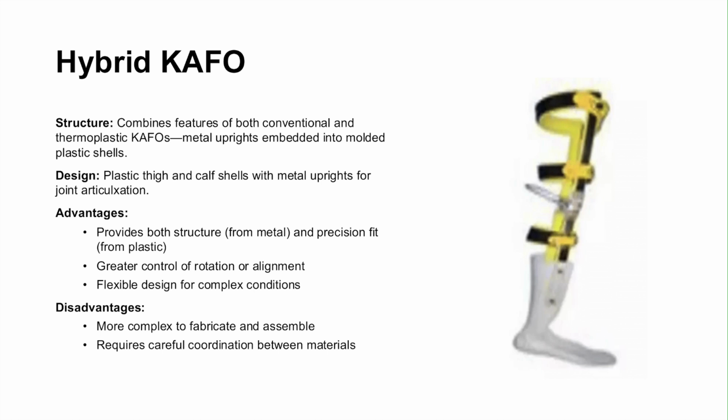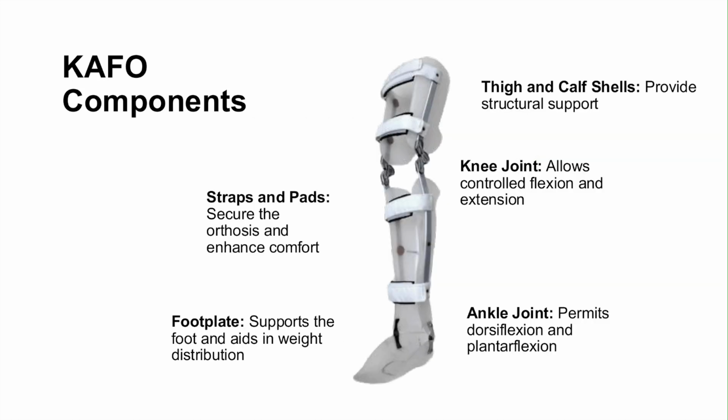Now let's unpack the KAFO. We look at the KAFO components. The KAFO is made up of the thigh and calf shells that act as the primary load bearing structure. Then we have the knee joints, whether a simple hinge or a more complex mechanism that controls flexion and extension. Then we have ankle joints that are tailored to allow or block motion as needed. The foot plate anchors the device, stabilizing the foot and enabling load transfer, and the straps and pads make the system wearable by improving comfort and security.